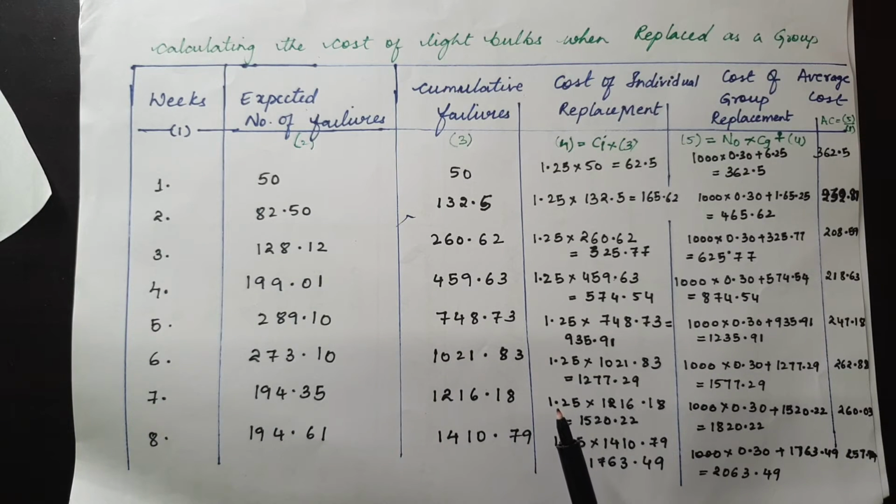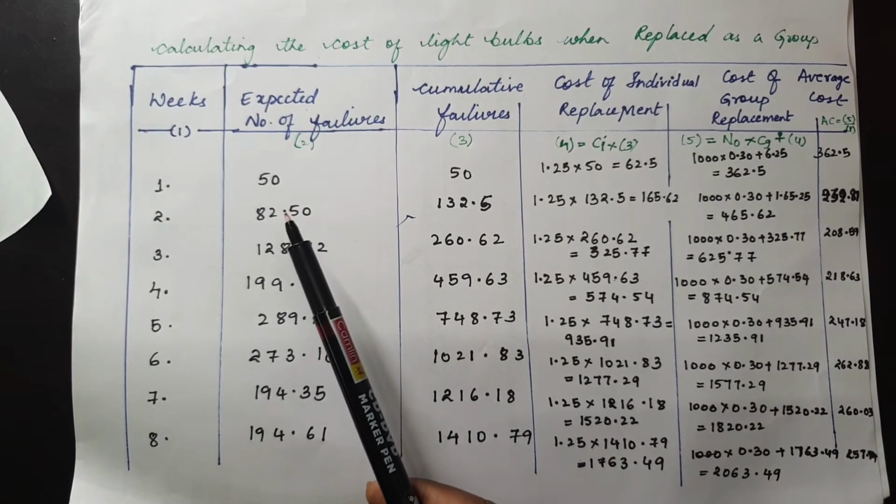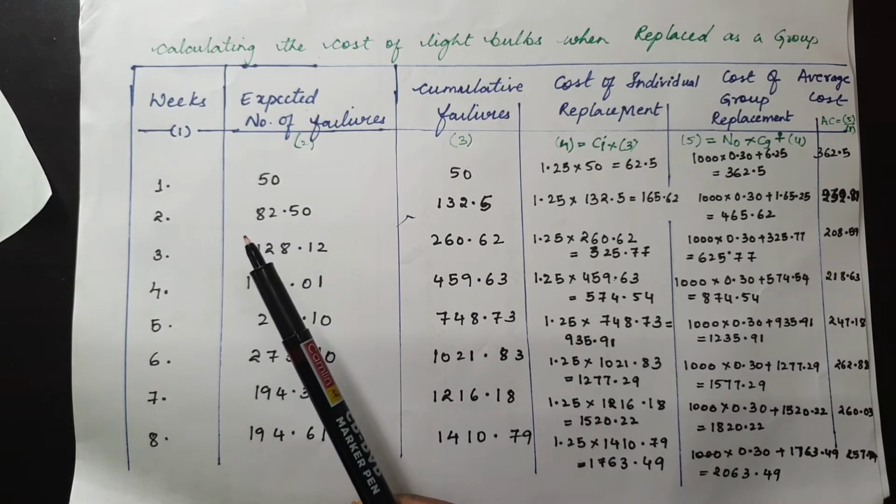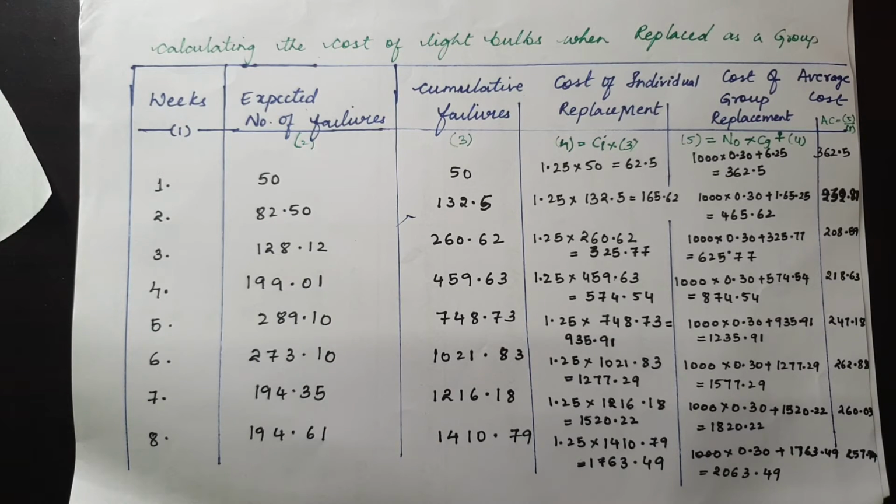So where do you have to write that one? 50. After writing that 50, next you have to write the expected number of failure for the next year. So next year how much will it be? 82.50. Then the third year, how much will it be? 128.20.